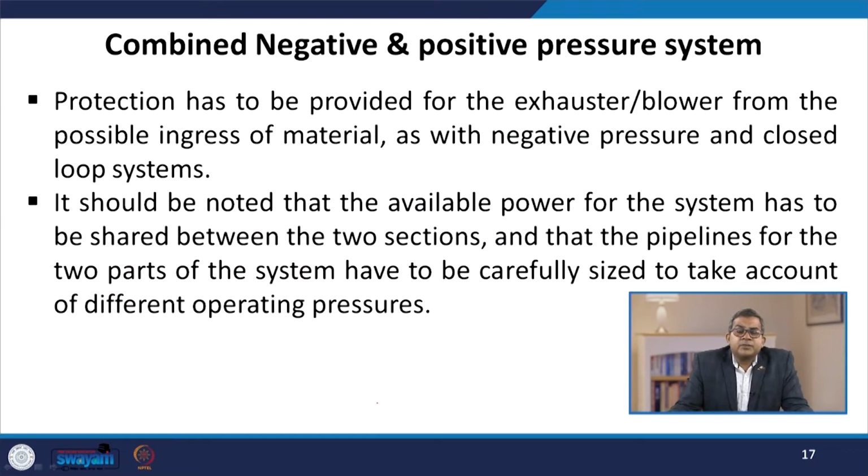Now, there are also combined negative and positive pressure systems. Protection has to be provided for the exhauster or blower from the possible ingress of material, as with the negative pressure in a closed loop system. Due consideration should be given to the fact that the available power for the system has to be shared between the two sections, and that the pipelines for the two parts of the system have to be carefully sized to take into account the different operating pressures.